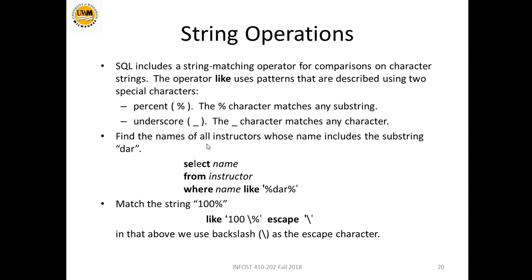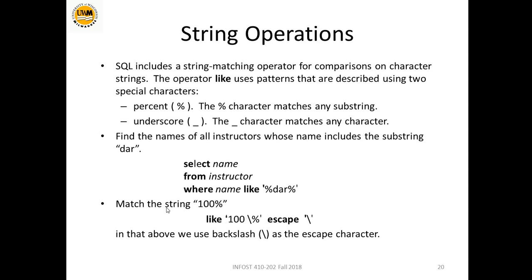For example, if we want to find all the instructors whose name includes the substring DAR, we say select name from instructor where name like, and I use the percent sign before and after so that regardless of what comes before or after, if it includes the DAR substring, then it will be chosen.